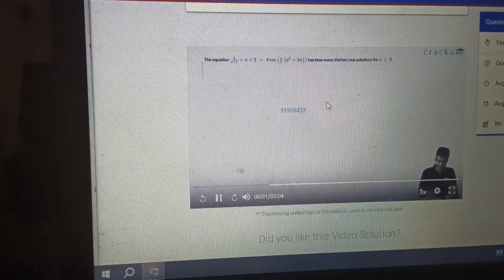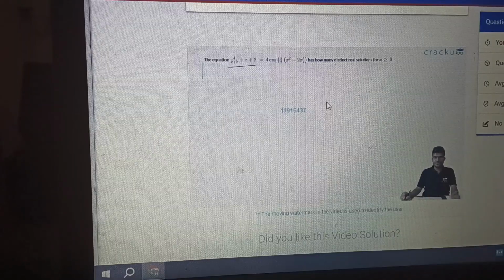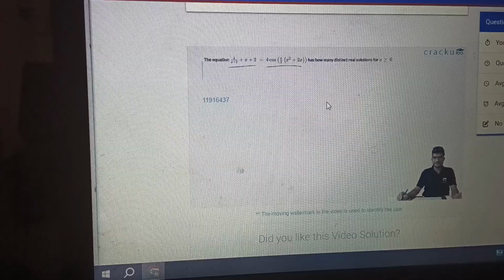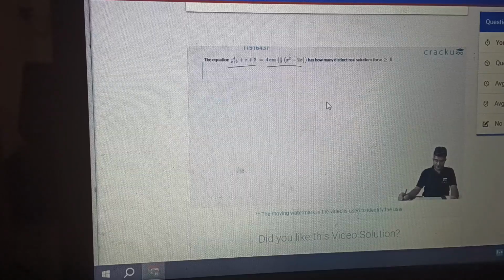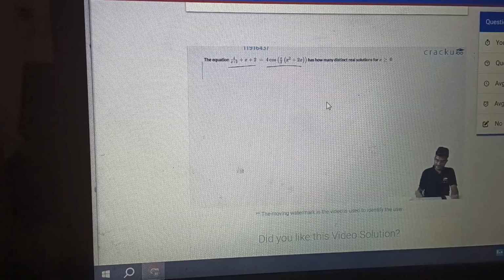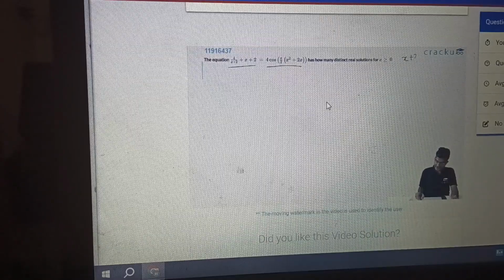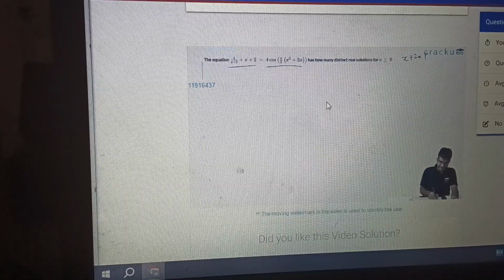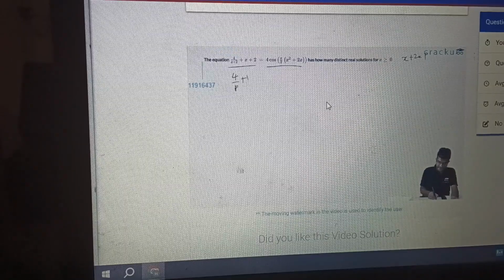In this question we are given an equation: 4 by x plus 2, plus x plus 2, is equal to 4 times cos of pi by 2 into x square plus 2x. So what we'll do is first look at the left hand side, then the right hand side. If you assume that x plus 2 is equal to p, just for ease of understanding, the left hand side is of the form 4 by p plus p.